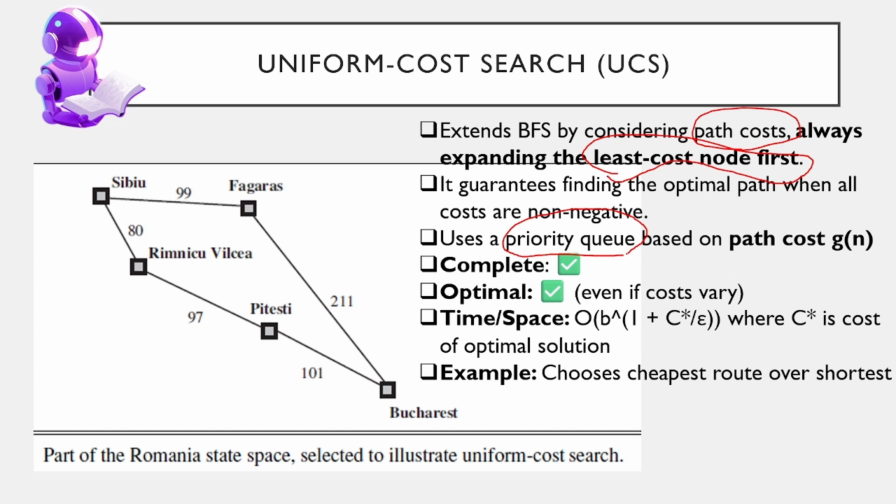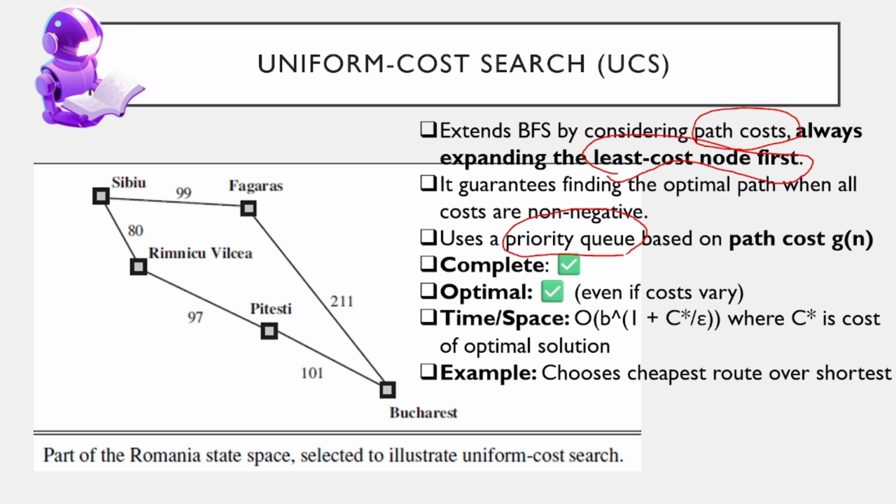You can think of it like a GPS app or maps. If you tell it shortest distance, that's more like BFS, thinking in terms of number of turns. But if you tell it you need the cheapest route, it is factoring in toll roads, fuel cost, traffic delays. That's exactly what UCS does. It always chooses the cheapest path first, not necessarily the one with the fewest hops.